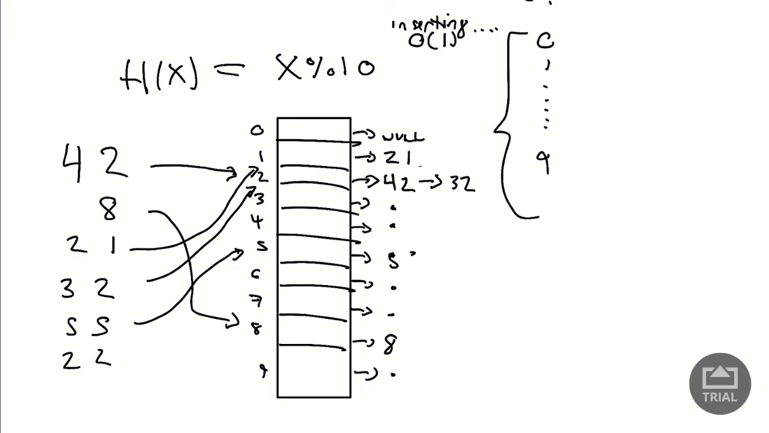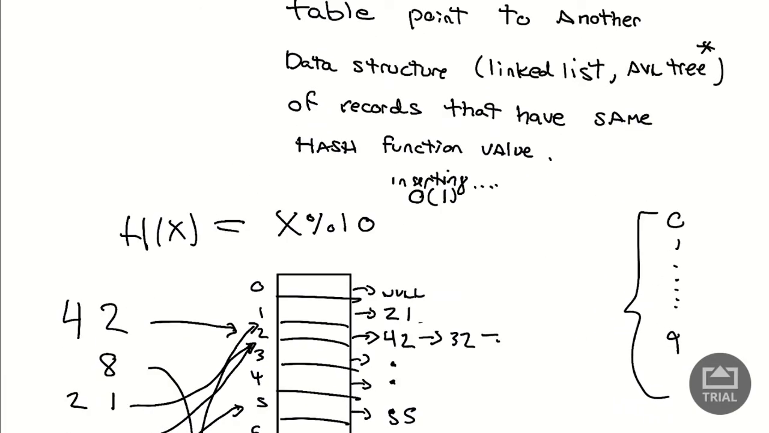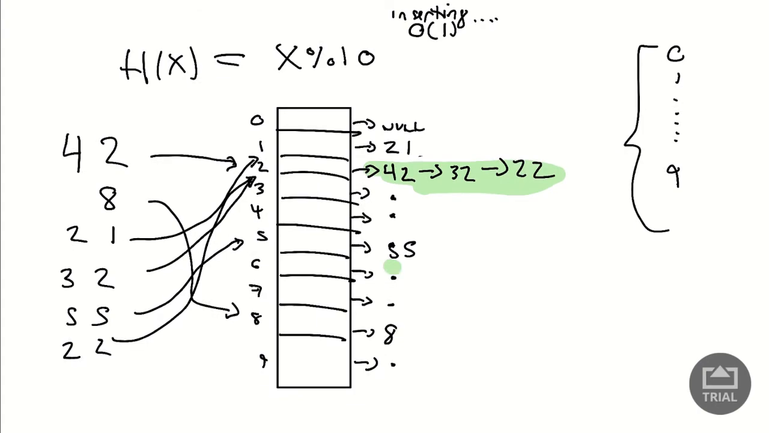55 and 22. 22 is also a collision, so it goes there. So here we have our data.